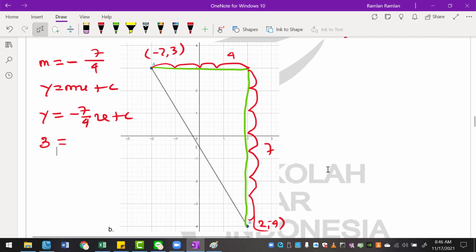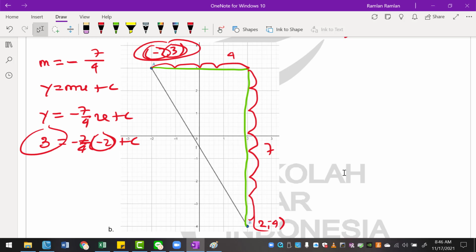Yeah, so that will be minus 7 over 4, and I'm going to change the x with minus 2 and then plus c, right? So I have to start from here. I get this minus 2 from here, and I get this 3 from here. Okay, so let's do that.